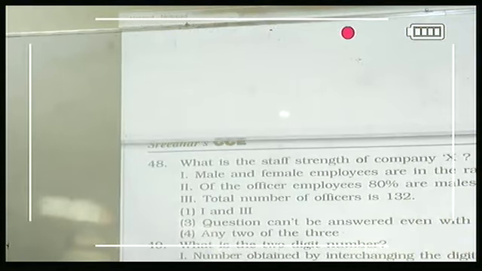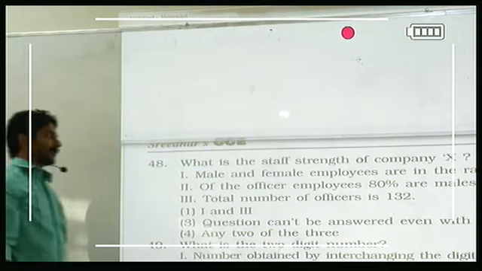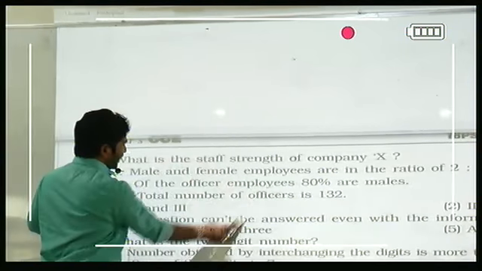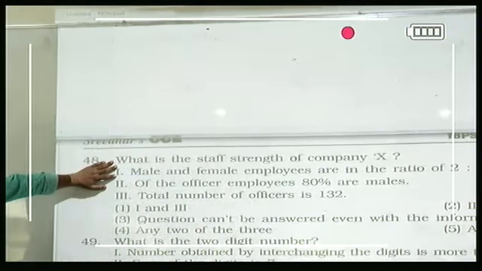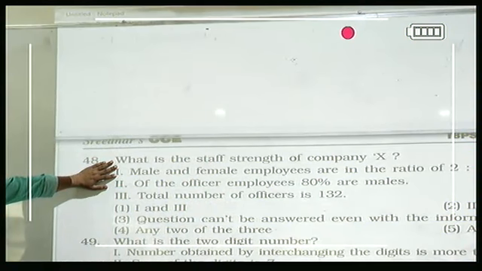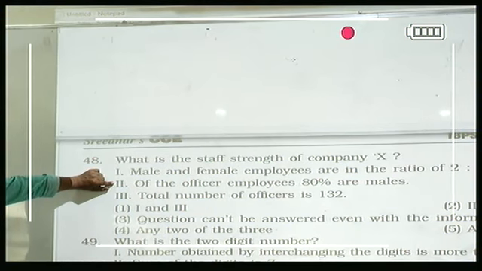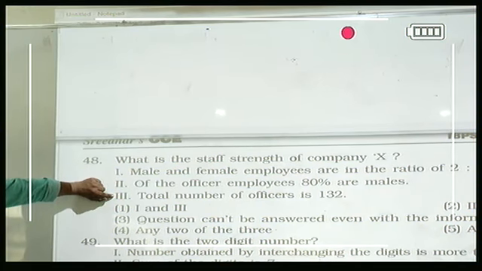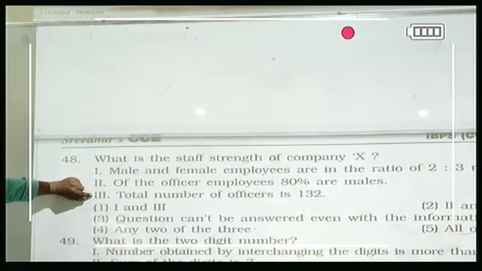What is the staff strength of company X? Male and female employees are in the ratio 2:3. Will you get the answer from only one? No. Of the officer employees, 80% are male. Will you get the answer from only 2? 1 and 2? No. Third option: the total number of officers is 132. Will you get the answer from only 3? 1 and 3?